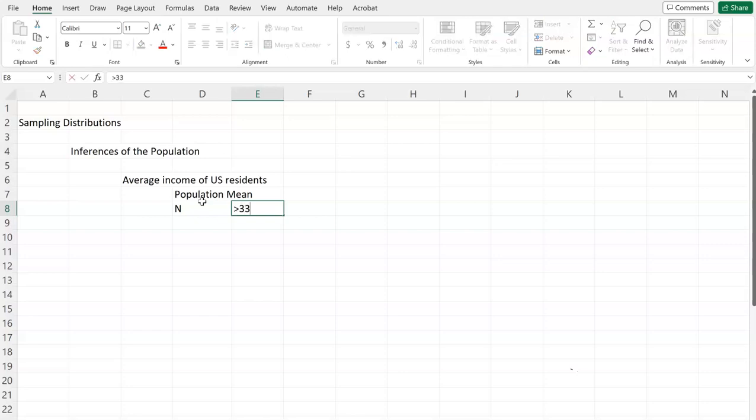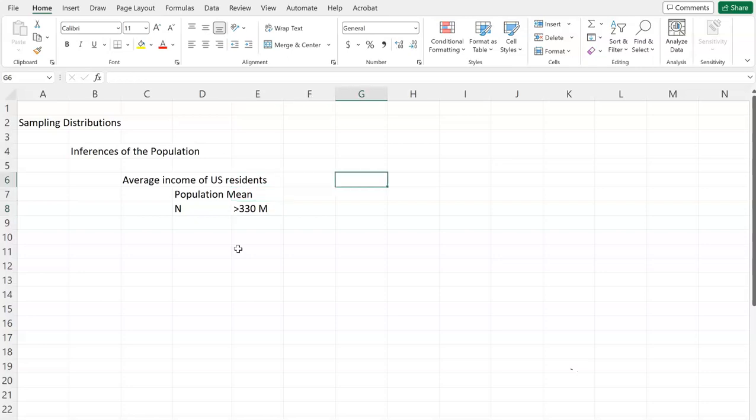Now, the problem is the US has over 330 million people. So collecting data on these individuals every month can get very difficult. It not only will take a lot of time, but also a lot of money and resources. So it gets very hard to calculate the population mean and the population standard deviation if my sample size is very large. Even if I'm looking at a small state, it still gets pretty difficult to collect all that information.